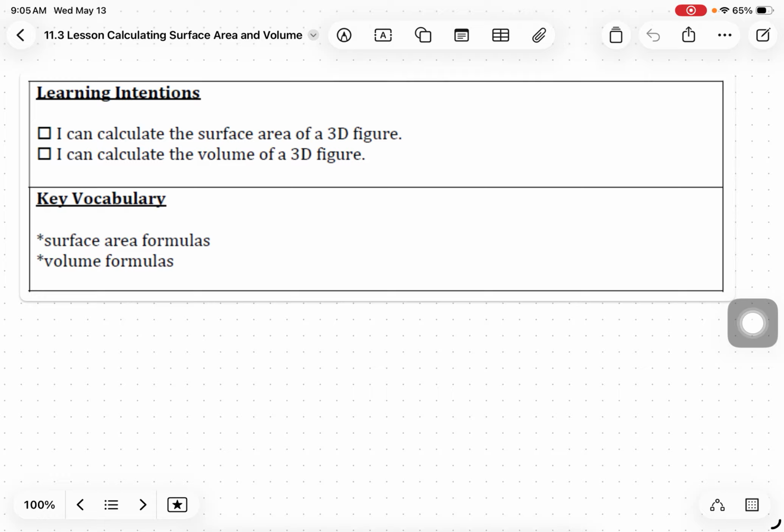In the previous couple lessons, we've been talking about surface area and volume. We've been talking about the ratios between surface areas and volumes for similar 3D figures. In the last lesson, we were using some of the surface area and volume formulas to help us find missing dimensions from a 3D figure. And now we're actually just going to go ahead and calculate the surface area and volume using those formulas.